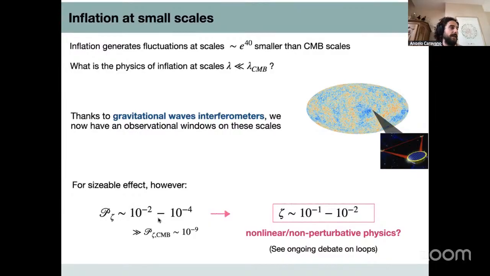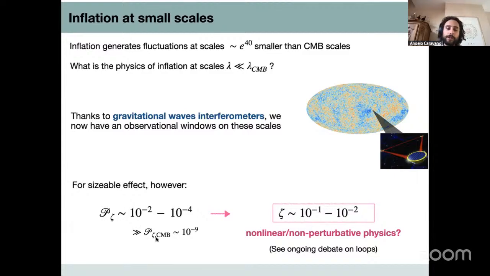Physics typically tends to separate scales. This is a question that has attracted a lot of interest in the literature, and people have been trying to think of models that produce this enhancement. However, the question that I want to focus on for the rest of this talk is: what about potential nonlinear and non-perturbative physics associated with these large fluctuations?